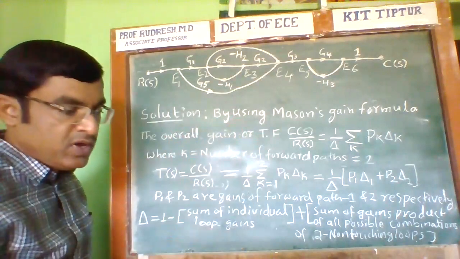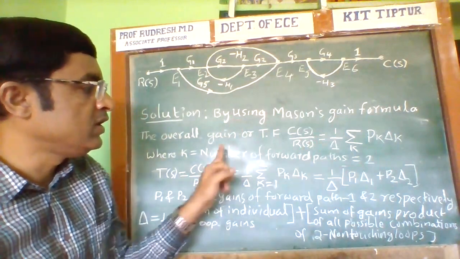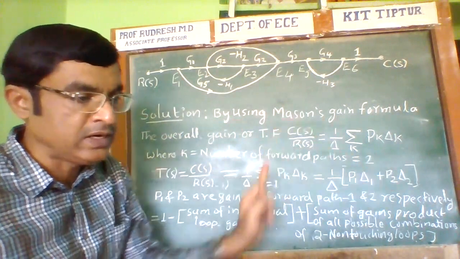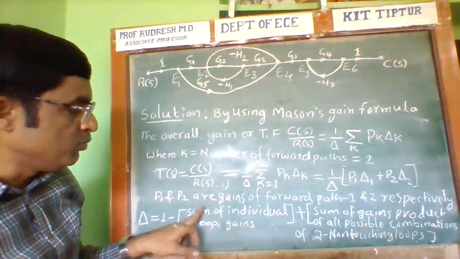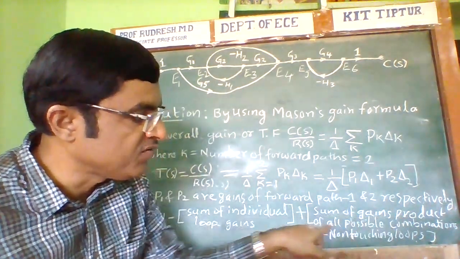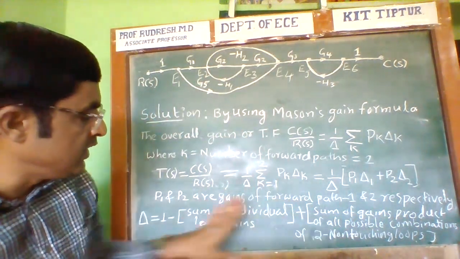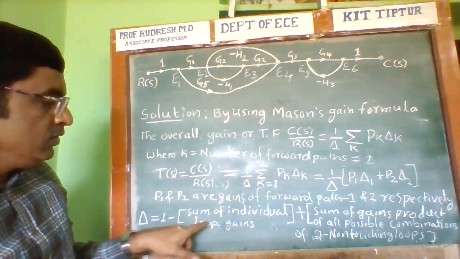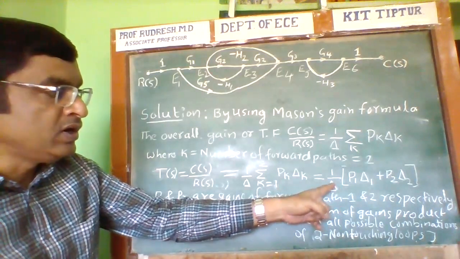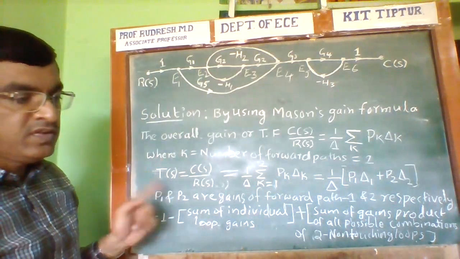After writing the formula, the next step is to calculate the forward path gains. There are 2 forward paths, so we need to calculate the 2 forward path gains, P1 and P2. We also need to calculate the sum of individual loop gains, and the sum of gain products of all possible non-touching loops. After calculating these, we substitute these values and you will get the delta value. Then substitute the delta value, delta 1 value, and P1 value, and you will get the overall gain of the system.